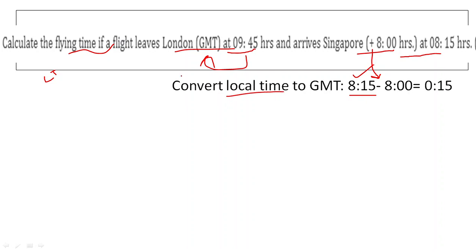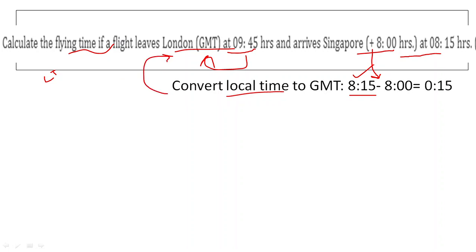You just change the sign which is before the time zone. If it's plus, then subtract that number from the local time. If it is minus, then add that number to the local time. That is how you convert local time into GMT.